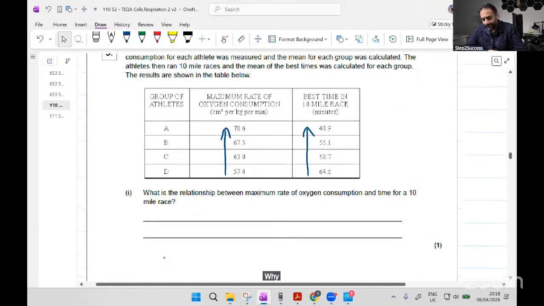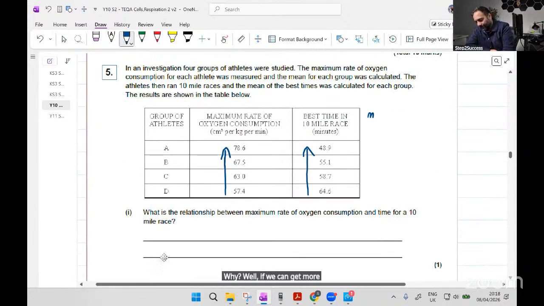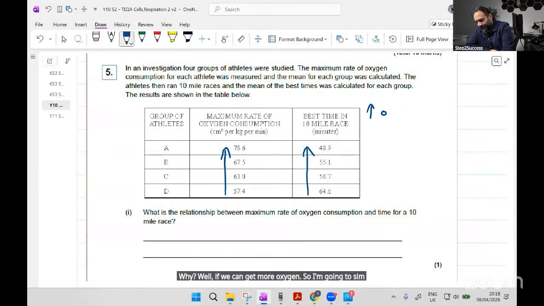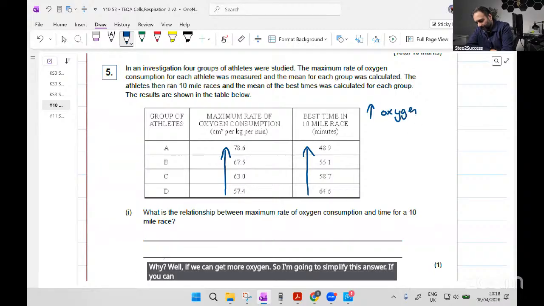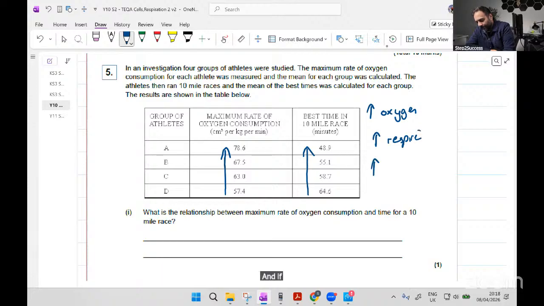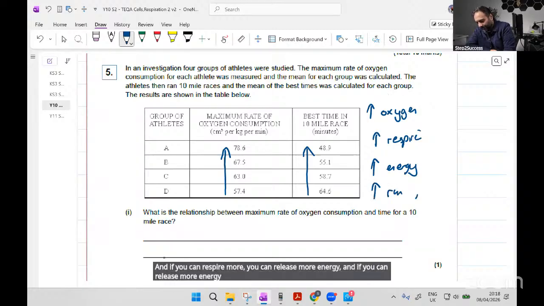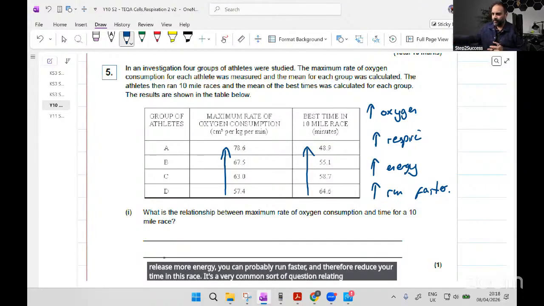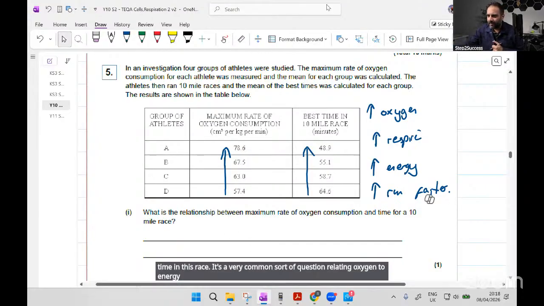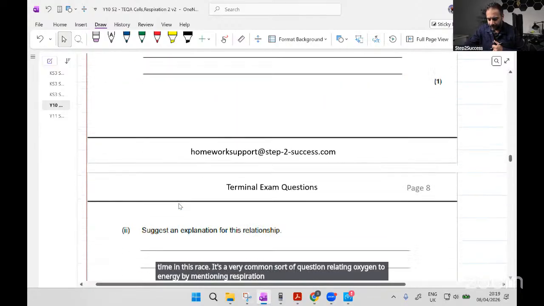Why? Well, I'm going to simplify this answer. If you can get more oxygen into your body, you can respire more. And if you can respire more, you can release more energy. And if you can release more energy, you can probably run faster and therefore reduce your time in this race. It's a very common sort of question relating oxygen to energy by mentioning respiration in some way there.